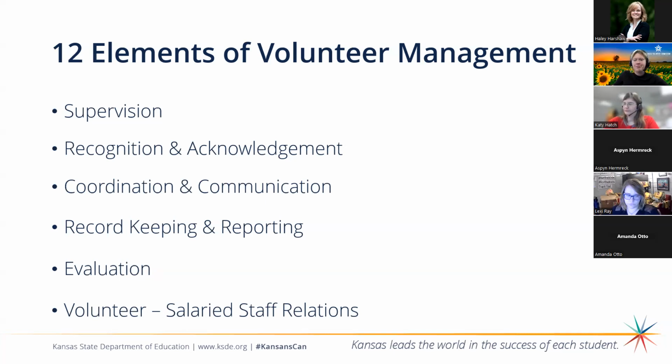So supervision: volunteers need ongoing communication with staff while they're working to feel supported and successful, of course, just like our teammates, or our paid staff, do. But they also need annual scheduled reviews. That's something that we might not necessarily all be doing, but it's very important to give those opportunities for feedback. And we'll take a closer look at what supervision can look like in July.